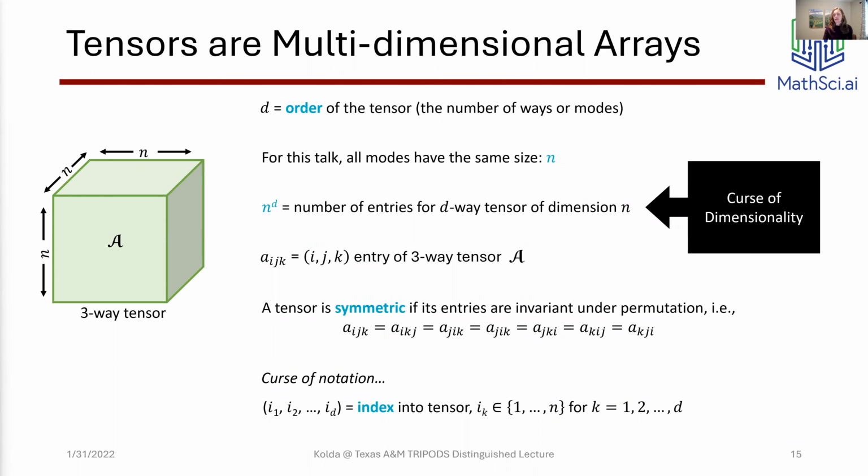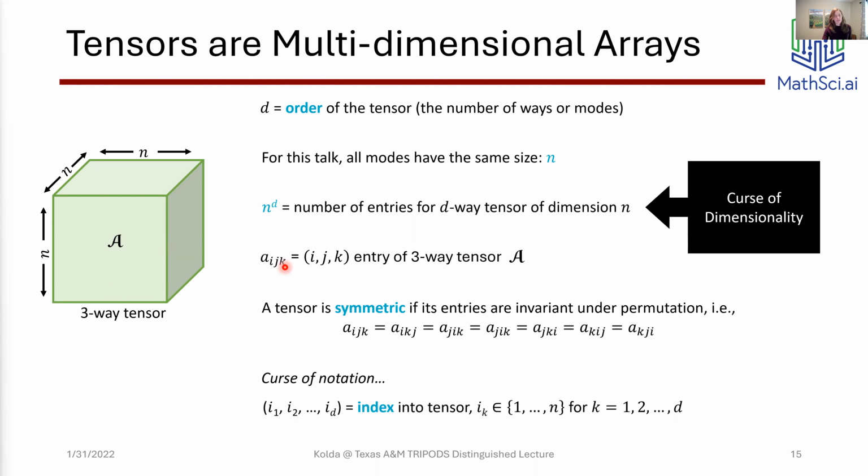And so the interesting thing about tensors, or one challenging thing in terms of working with them, is that a d-way tensor of size n has n to the d entries. We call that the curse of dimensionality. So that means working with these tensors can be quite expensive in both storage and computation.